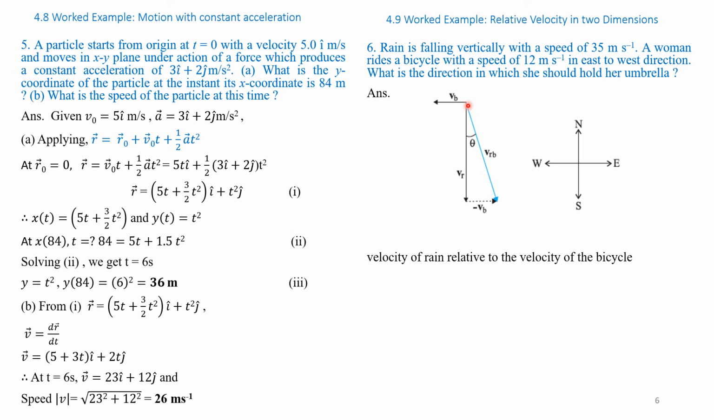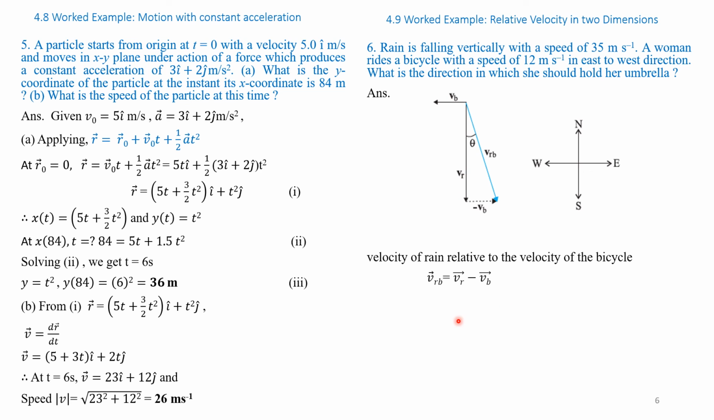Let VB be the velocity of the bicycle which the woman is riding, and it is given that it is from east to west, that is, this direction. Rain is falling vertically down, so let VR be the vector representing the velocity of the rain. We have to find the resultant of these two. Since it is a problem of relative velocity, we have to find the difference between VB and VR. Therefore, the velocity of the rain relative to the bicycle is VRB equal to VR minus VB. To find minus VB, we have to reverse this vector.